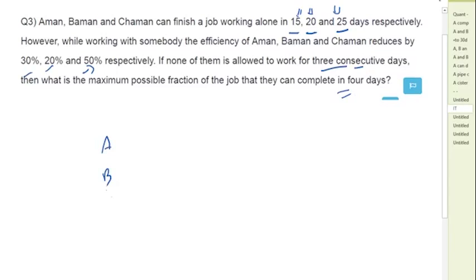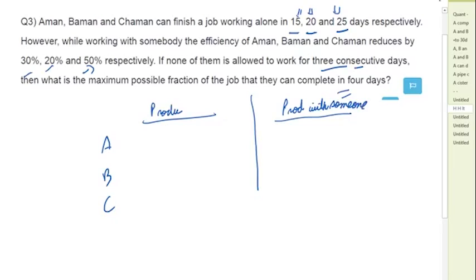So for A, B, and C, there is their productivity, and then there is their productivity when they work with someone, which is lesser. And then we are told that they cannot work 3 days consecutively. How can we get the maximum amount of job done in 4 days? That's what the question is. Now let's start with what we have studied.